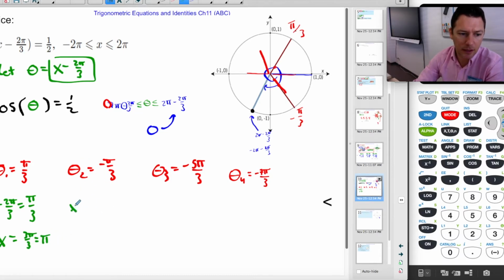Here we're doing the same thing. X minus 2 pi thirds should equal negative pi thirds. Sorry, this shouldn't be over there. So add 2 pi thirds to both sides. This is negative pi thirds plus 2 pi thirds. So x should just be regular pi thirds. 1 pi third, yeah.